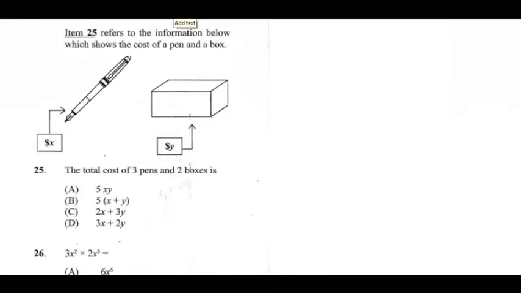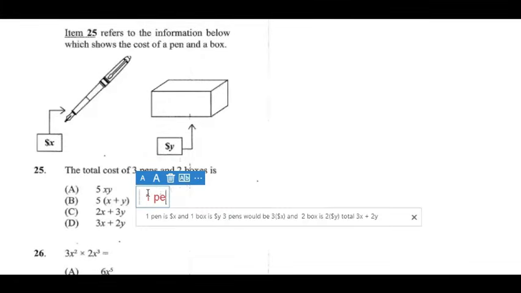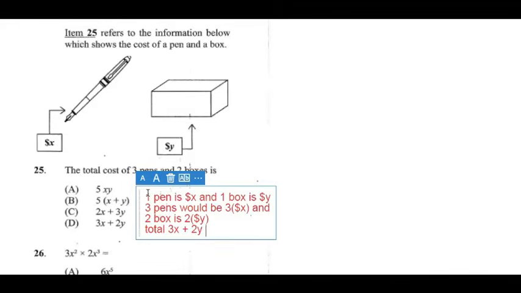25, the total cost of 3 pens and 2 boxes is, so it is referring to this diagram above. So 1 pen costs x dollars and 1 box costs y dollars. So therefore 3 pens would be 3 multiplied by x, and 2 boxes would be 2 multiplied by y dollars. So therefore the total is 3x plus 2y, and therefore the answer for 25 is D.